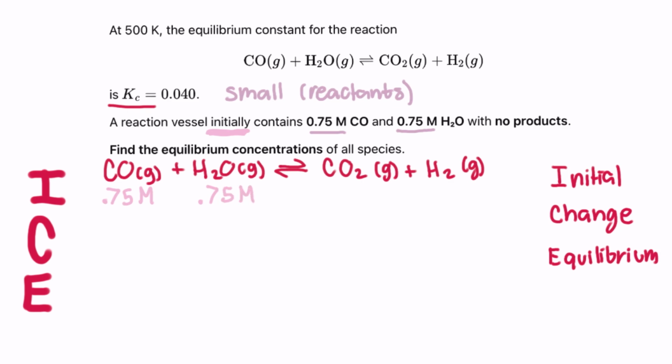Now, in this problem, we have to pay attention that H2O is a gas. So we will count this in the equilibrium constant. It says we have no products initially, so these are just 0.